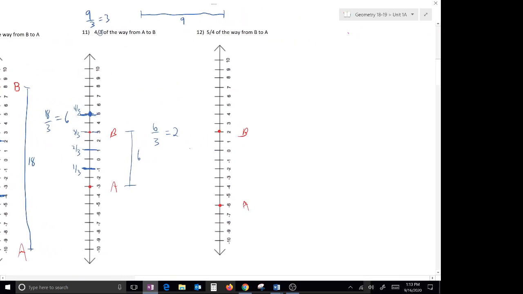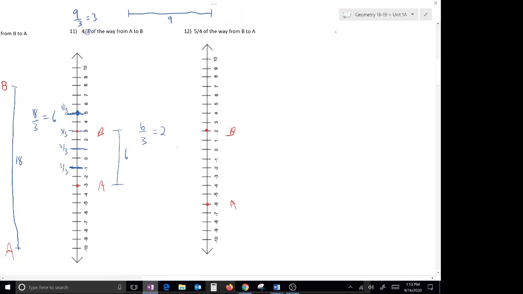Okay. Same thing for number 12. So our total distance from -6 to +2, that's 8. And divide that into 4, so 8 divided by 4 is 2. So going from B to A, so starting up here, every 2, that's 1 partition. There's another one. There's a third.